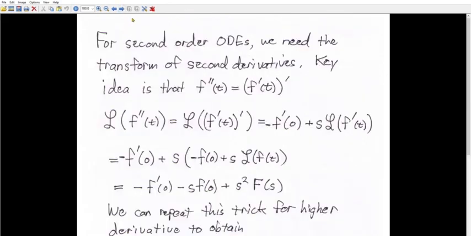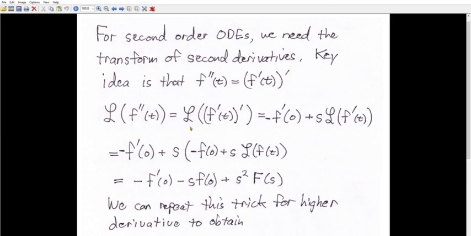Now, we really want to do this for second-order equations and higher, and as a result, we're going to need something about transforms of higher derivatives. The transform of the second derivative is going to come from the transform of the first derivative; the key idea is that the second derivative is just the derivative of the first derivative. So we take the Laplace transform of the second derivative, and that is the Laplace transform of the first derivative, prime.